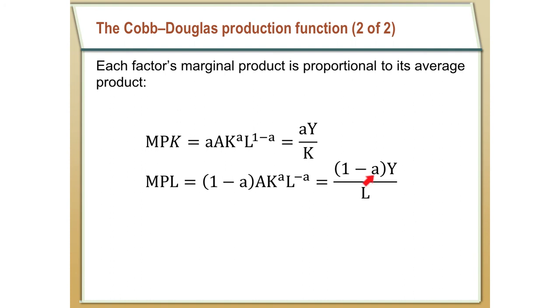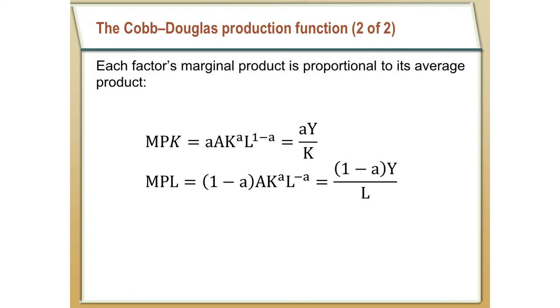I just now realized that this somehow converted from alpha to A. So A here is our capital share of income. This is our exponent in the Cobb-Douglas production function. So 1 minus A, or 1 minus alpha, times Y over L, is the expression for the marginal product of labor that you will be using. So these things are very useful here. These last two expressions are very useful for problem solving.